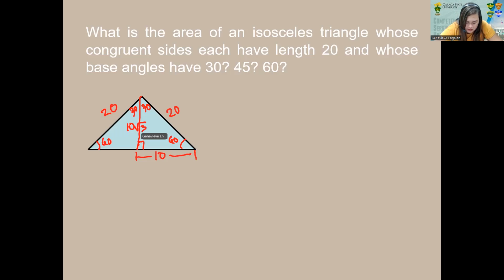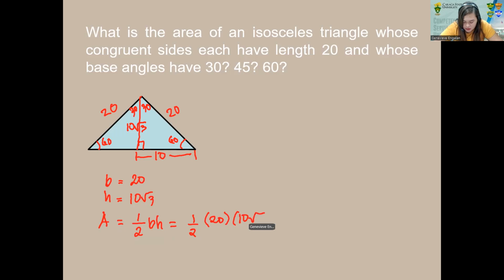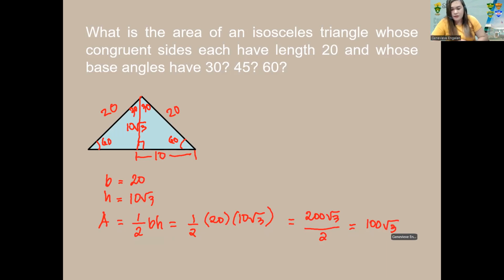So ang area, ang base na to is 20. Ang height is 10 square root of 3. So ang area na to will be 1/2 base times height. So that is 1/2. Ang base is 20 times ang height is 10 square root of 3. So that is 200 square root of 3 over 2. So you have 100 square root of 3, okay? So mora na siya ang iyahang area.